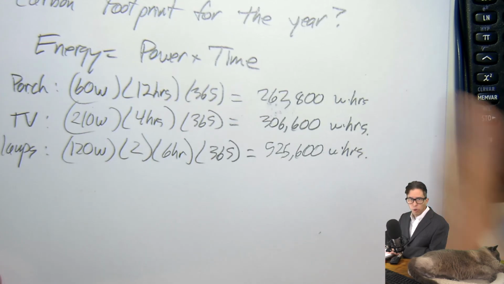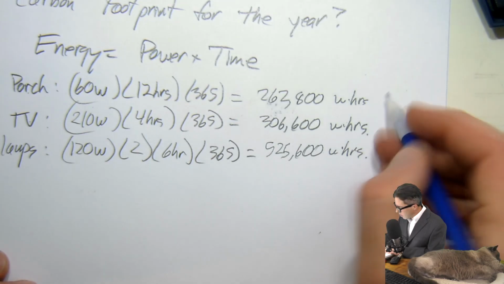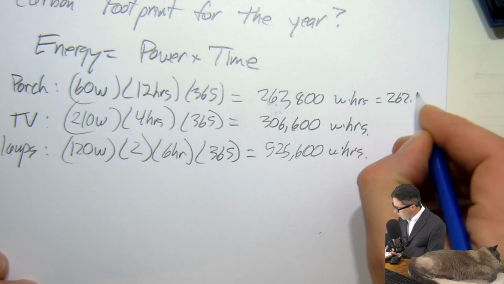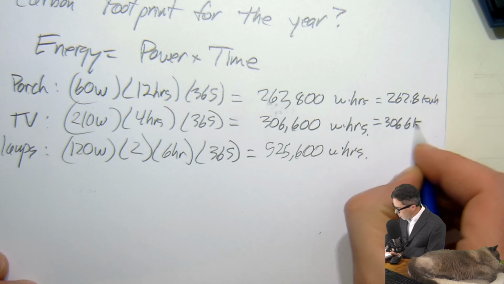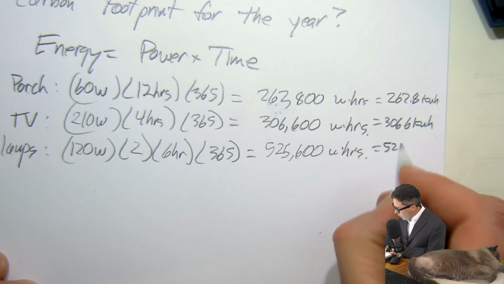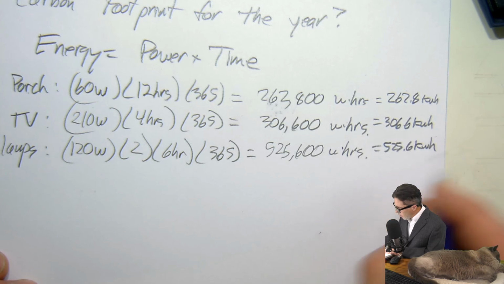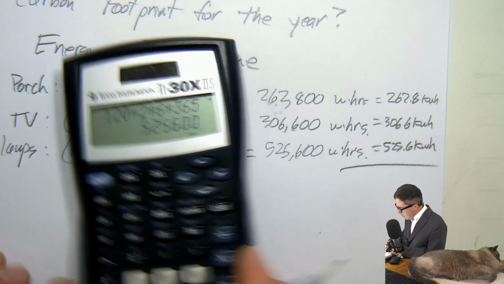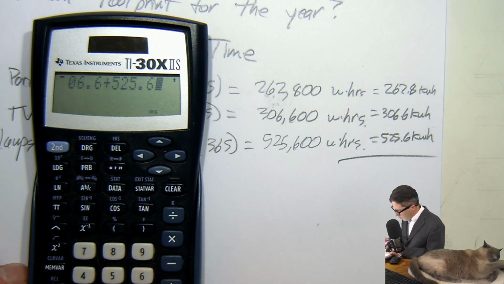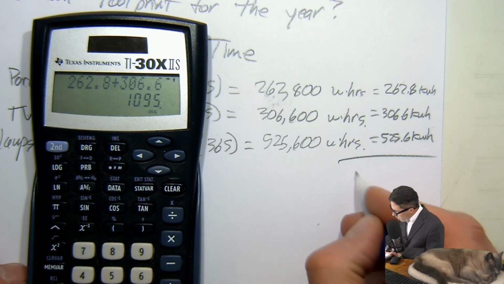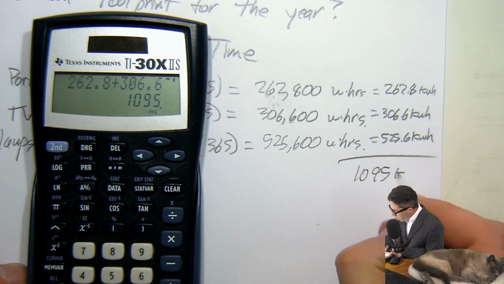and turn them into kWh. So that gets me 262.8 kWh, 306.6 kWh, 525.6 kWh. Add them all up. Take my 262.8 plus 306.6 plus 525.6 equals 1,095 kilowatt hours per year.